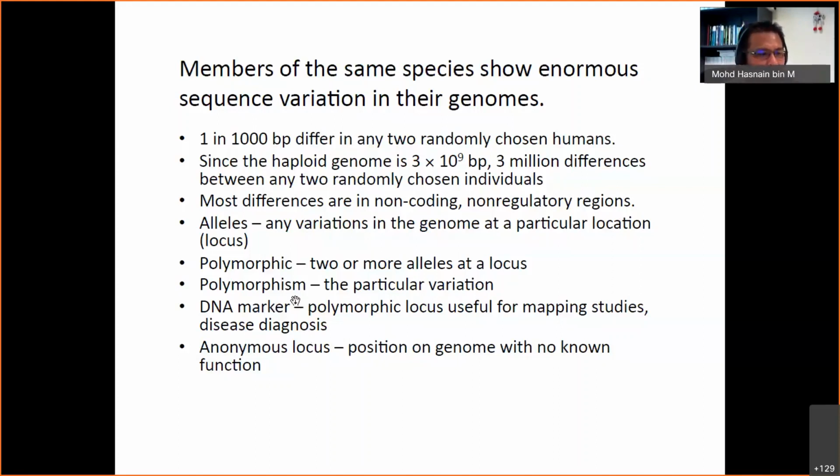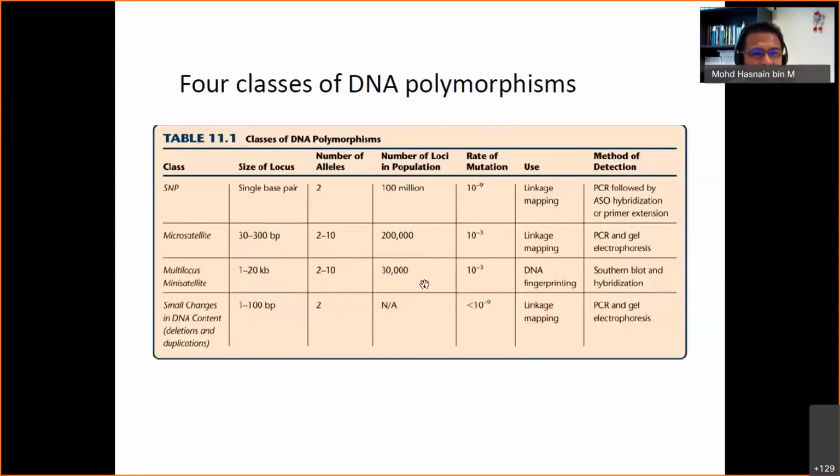Sometimes for a locus, you don't know what the function is: a position on the genome with no known function. That is how it can occur. Polymorphism, with different alleles, can occur because of mutation, by changes in the DNA, or sometimes by changes in a chromosome segment. When that happens, you can have polymorphism.